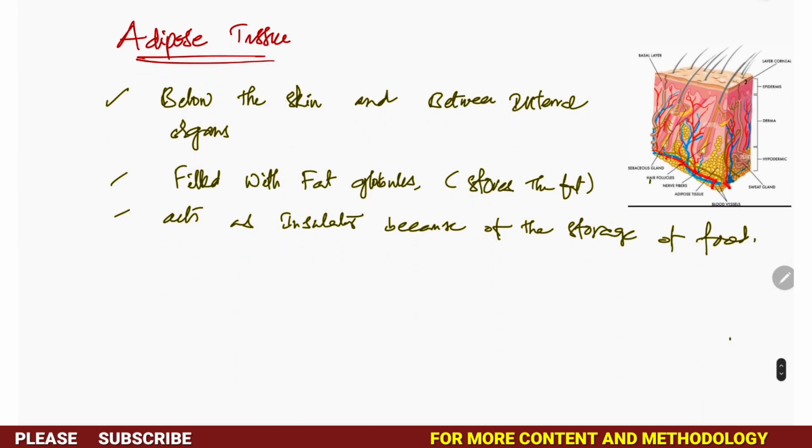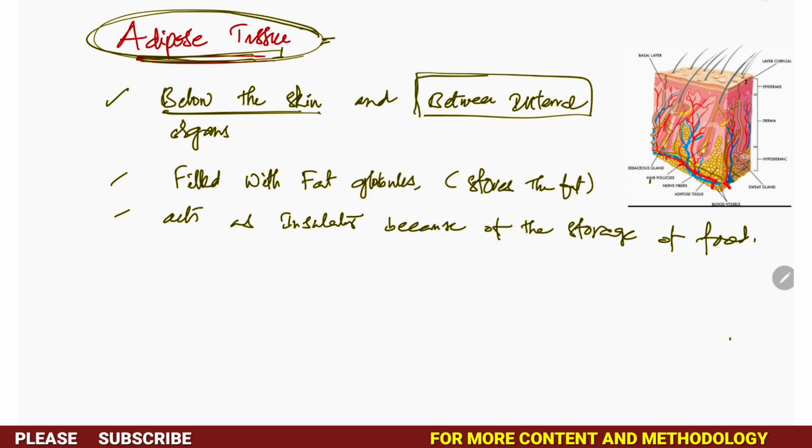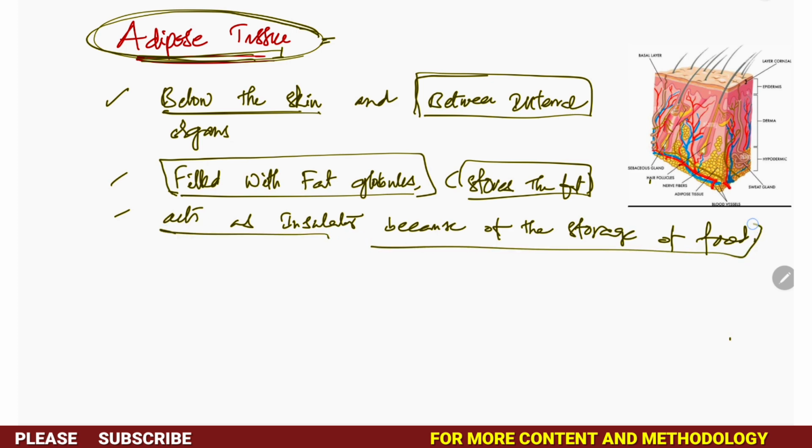And the last one in the connective tissue is adipose tissue, which we are discussing right now. Actually we can find it in the body below the skin and between internal organs. In a mutton shop or chicken shop we can see adipose tissue like the fat attached to the liver and some other organs. In this tissue the cells are filled with fat globules, so it stores fat. Okay, and also this tissue acts as an insulator because of the storage of food in the body.